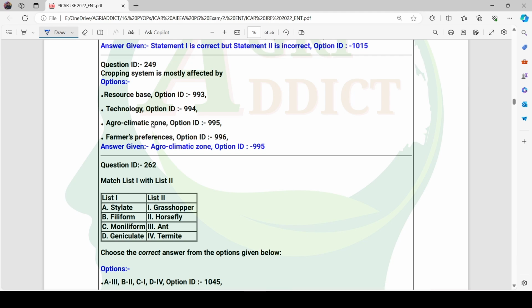Next question is, cropping system is mostly affected by agroclimatic zones. So my question is for the students, what is the number of agroclimatic zones at present in India? Answer it in the comment box.